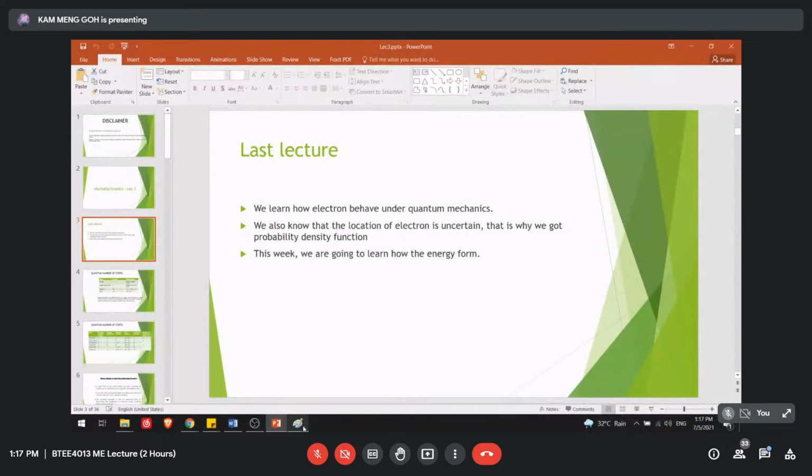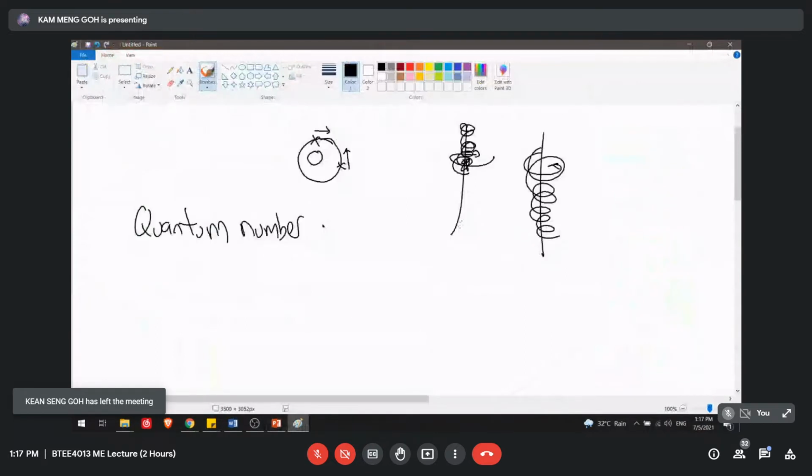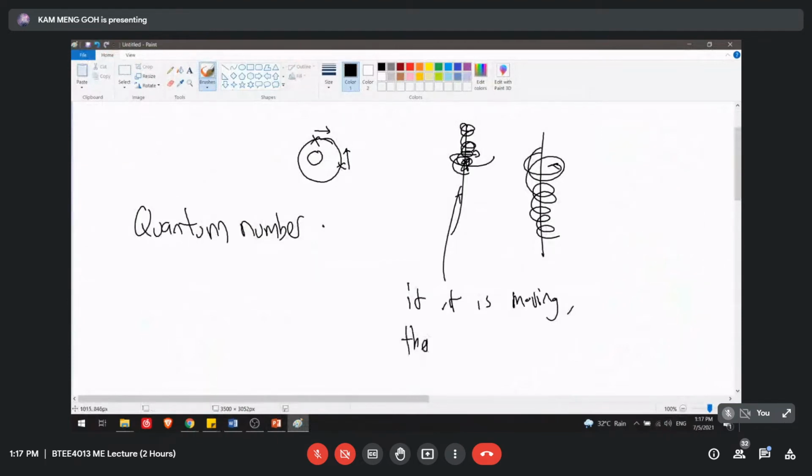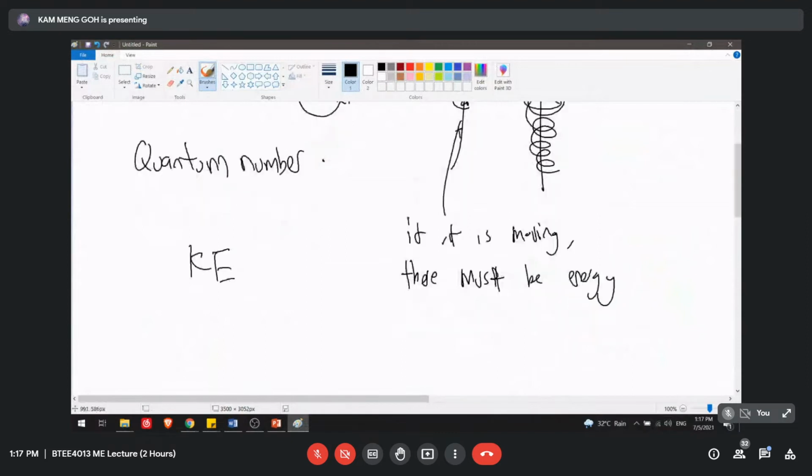So back to this just now. For an electron, as long as it is moving, there must be energy. Just like what we learned last time, there must be kinetic energy for them to move. If there is no energy, then the electron will not be moving.